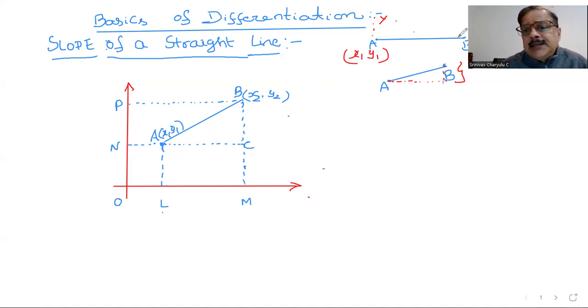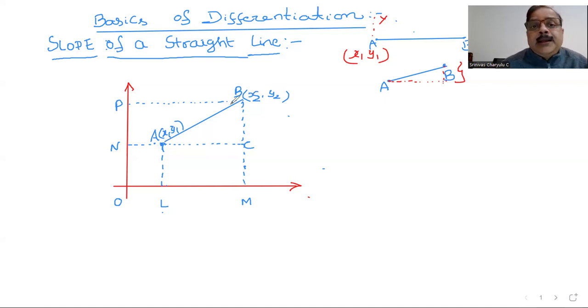So in this case, slope is 0. In this case, slope is there. We'll find out the slope of AB. Let us see what it is. Now we know there is a line AB. Coordinates of A are x1, y1.